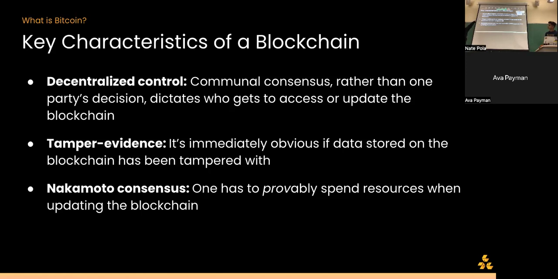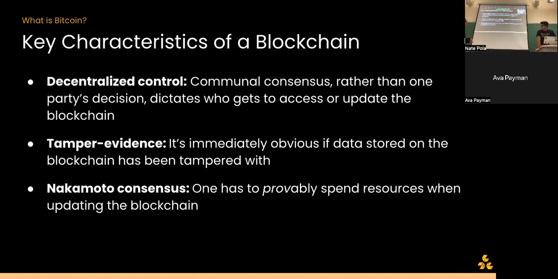Communal consensus, rather than one party's decision, dictates who gets to access or update the blockchain, which is what I said earlier. So essentially, the entire community has a say in what gets done and what doesn't. If you want something to change about the way that a network works, that is something that everyone gets to decide. If you want to push an update to the network, some of you may have heard of the Ethereum merge, for example, that was something that the whole network had to agree upon. That wasn't just the CEO of Ethereum saying, we want to make this update, so we're going to do it. That was something that everyone had to agree upon, so that was really cool.